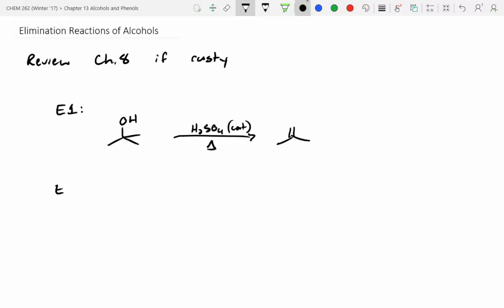If we want to do an E2 reaction, then we're a little bit more limited. So let's say I want to do an E2 of this alcohol and form an alkene. What reagents should I use for the E2? I can't just throw a strong base at it because that would deprotonate my alcohol. What do you guys think?